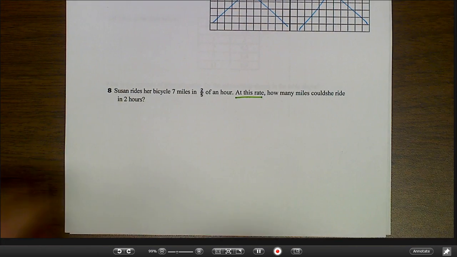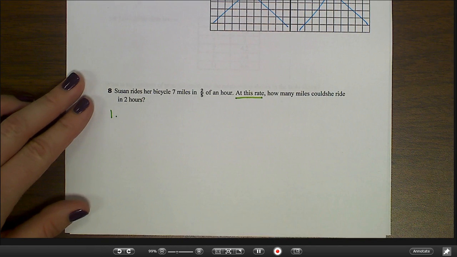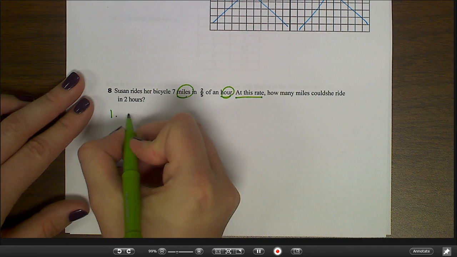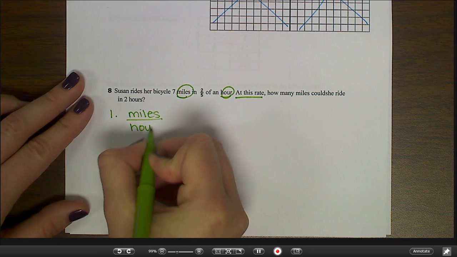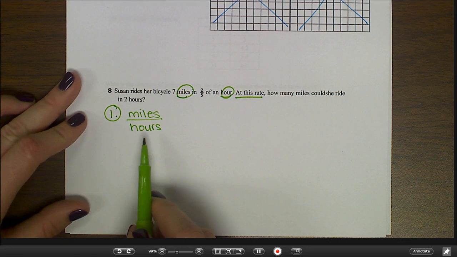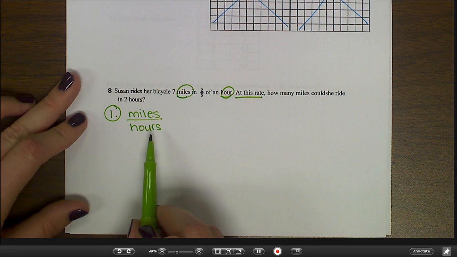So step 1 is to name your ratio. So I'm going to name this miles over hours. Now the whole point of naming your ratio is that then we have to follow this for the rest of our problem. We can't just go being creative and mixing it up in the middle of the problem. You have to do miles over hours for the whole thing.